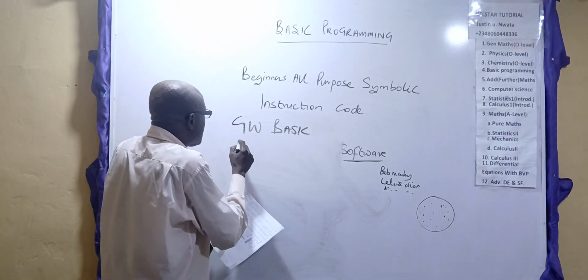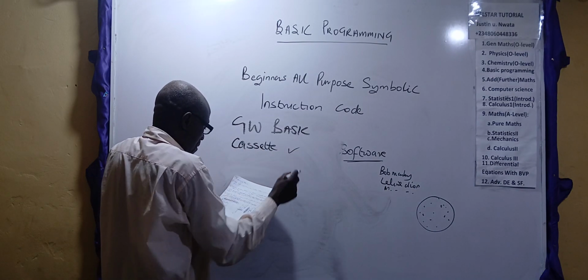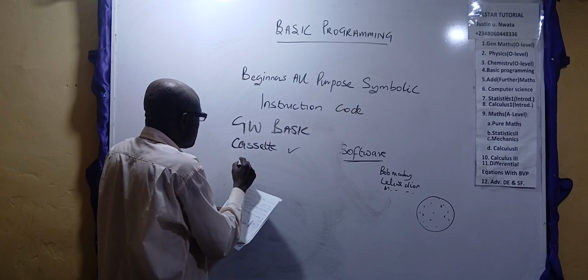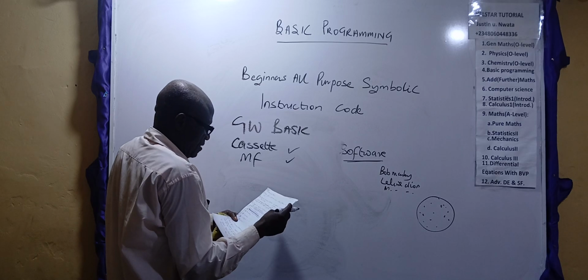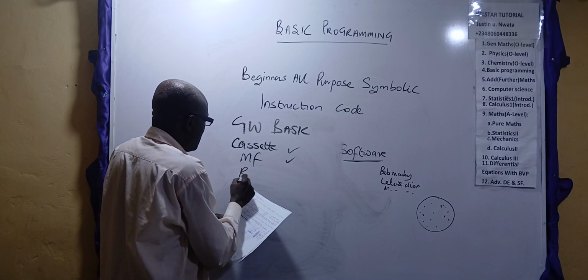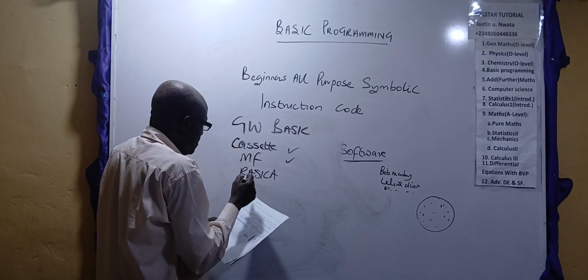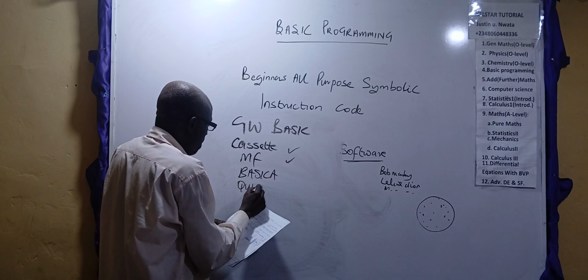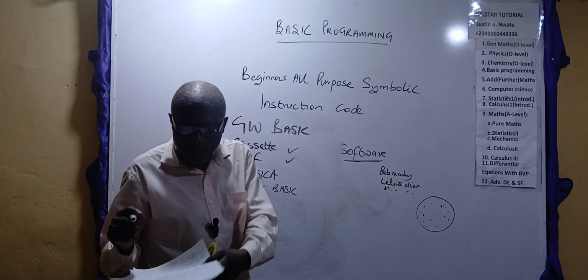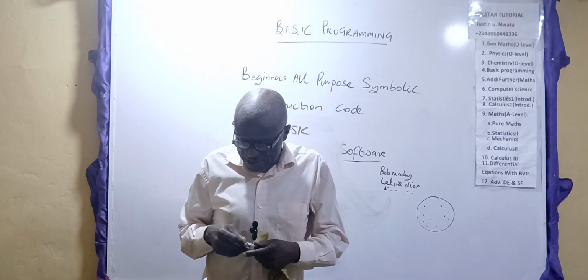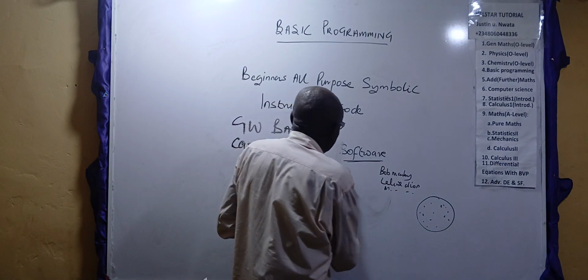We have Cassette Basic. We have MOF Basic. We have Basica. We have Quick Basic. These are different forms, various forms of Basic. But before we talk more about Basic, there's something we need to explain.